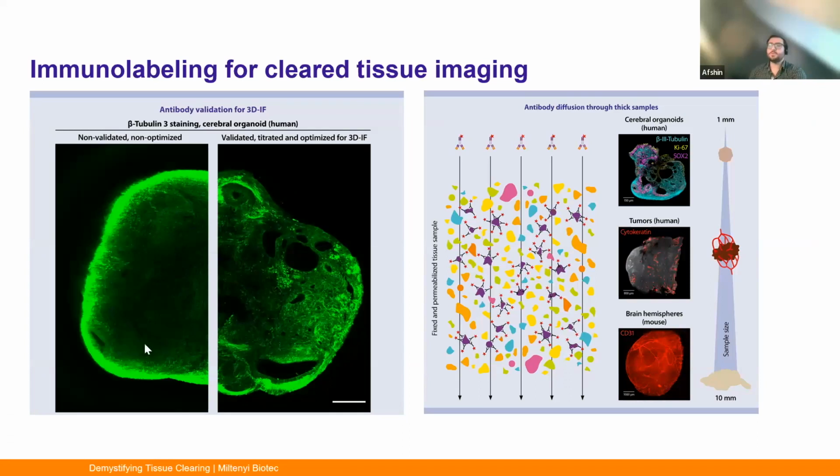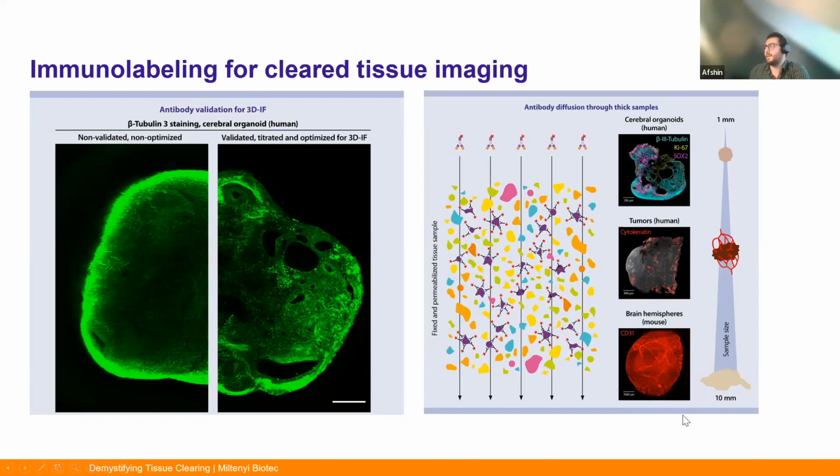Okay, just one example on what I mean by validation and optimization. So on the left-hand side here, you can see the beta tubulin labeling of human cerebral organoid. And this is what happens when we have a non-optimized antibody. So this is a classical issue that the antibody is not penetrating deep inside the big tissue, but it stays on the outside of the tissue. When you have an optimized antibody for 3D immunofluorescence, then you have also a homogeneous labeling of your target protein all over the tissue.